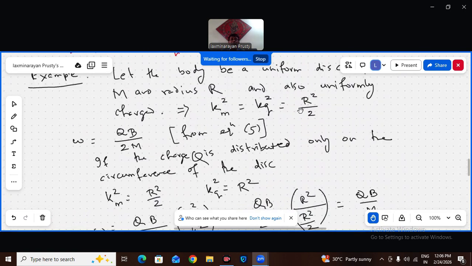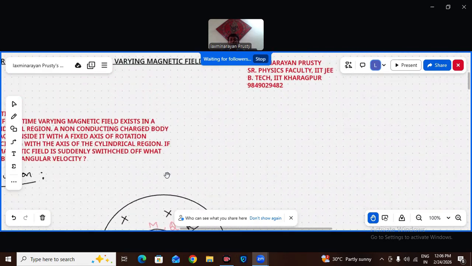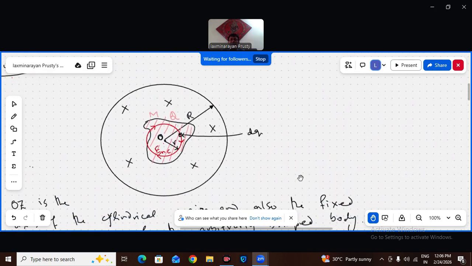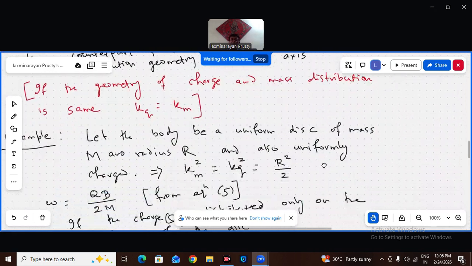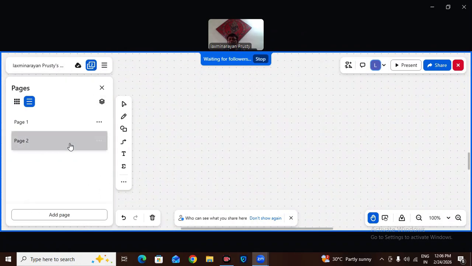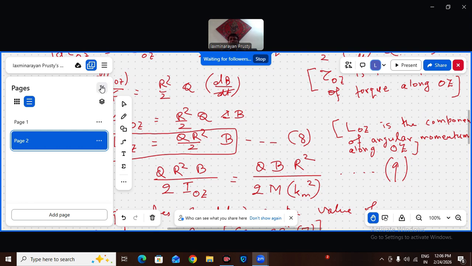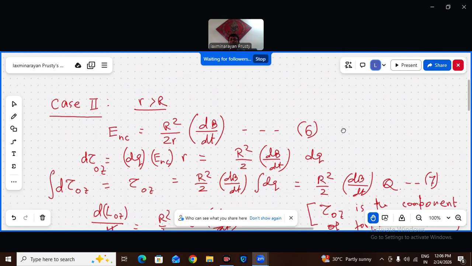Then the charge is distributed outside this. So let us go to the second page. तो सेकंड पेज में जाएंगे हम लोग. अभी हम लोग देख लेंगे उसको सेकंड पेज में. ये आ गया सेकंड पेज.